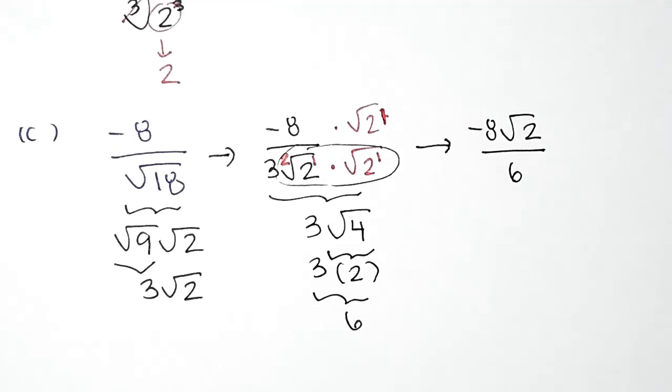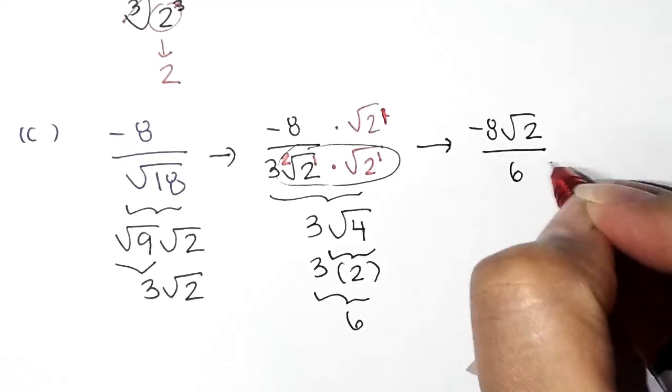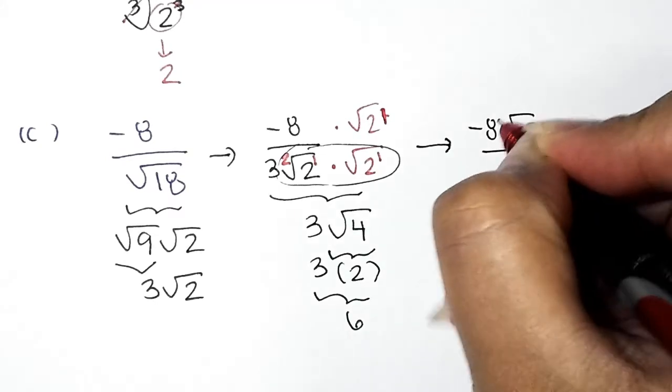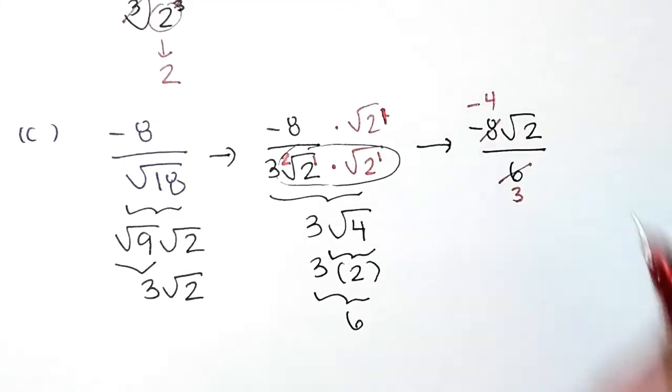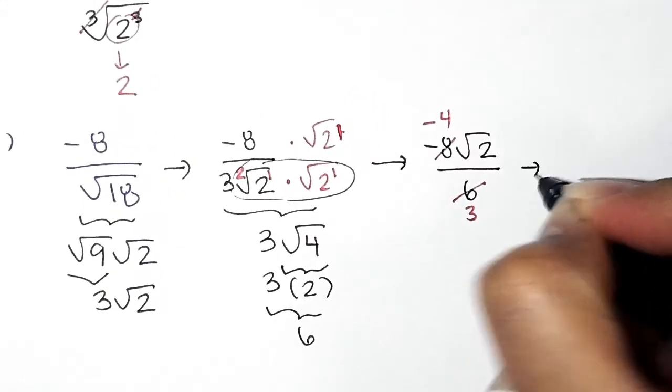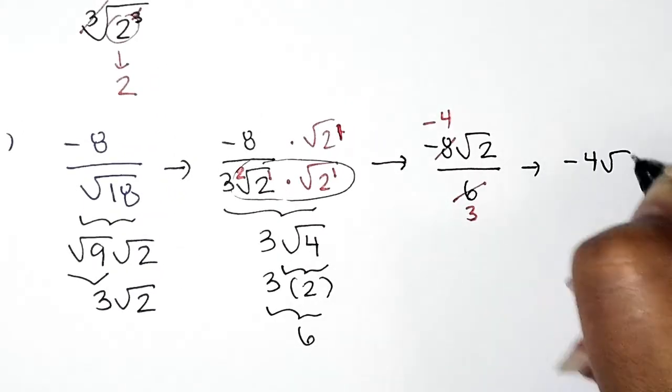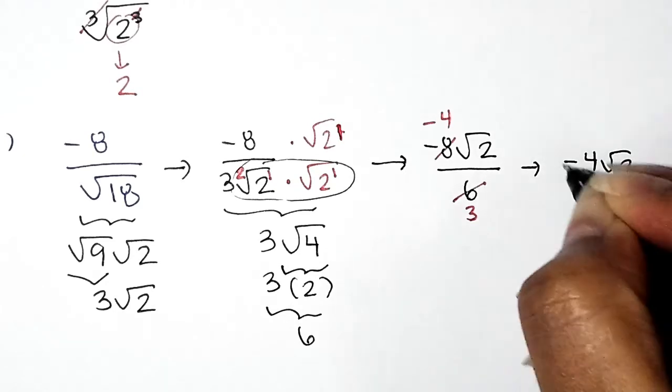So we have to ask ourselves, is it reduced? In this case, the answer is no, because the top and bottom have a common factor of 2. So 2 goes into 6 3 times and into 8 4 times. Let's write down what we're left with. In the numerator, we have negative 4 times the square root of 2, and that's all over 3.